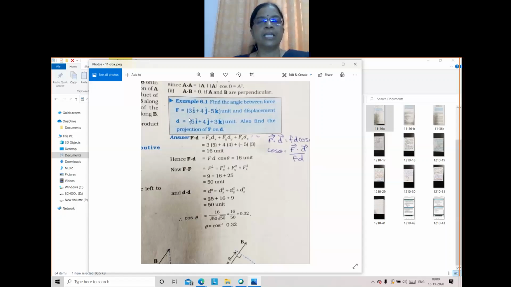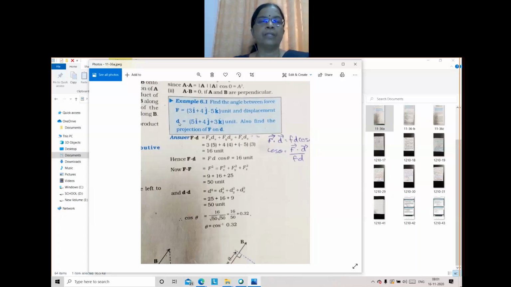So what is the relation connecting them? Force, displacement and angle. That is work done equal to Fd cos theta. Fd cos theta means F dot D. So F dot D equal to Fd cos theta. Therefore cos theta equal to F dot D by Fd. So first you have to find F dot D.